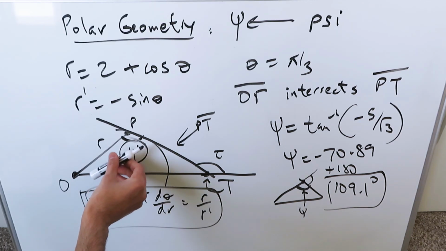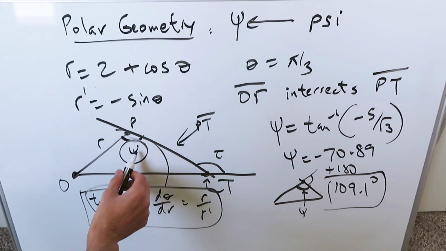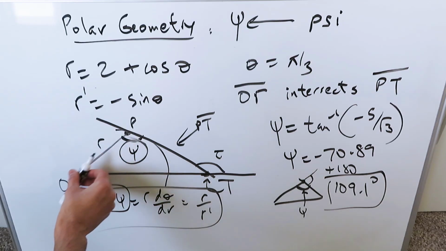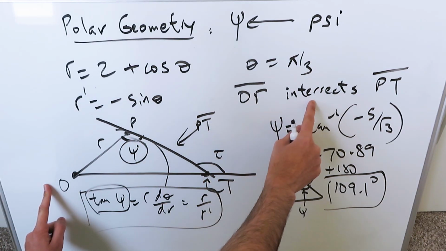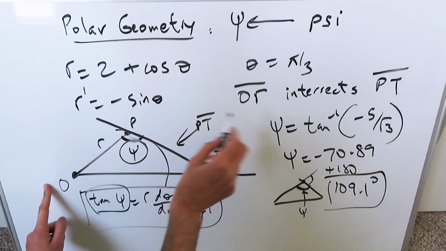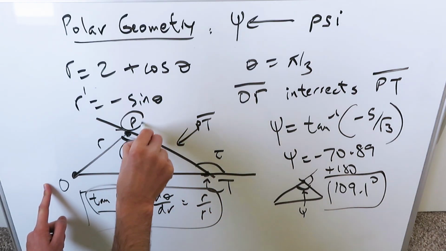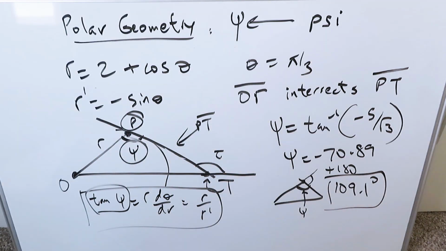You will remember, as the very final point of this video, the psi angle represents the intersection of the OR vector and the tangent line vector at your particular point P. Always at a particular point on your polar curve.